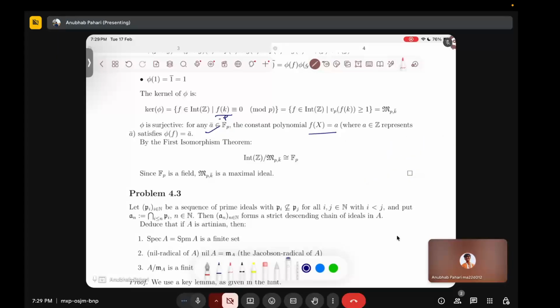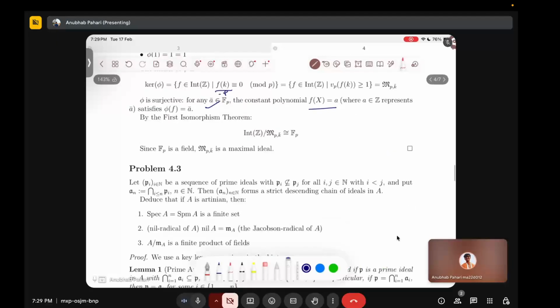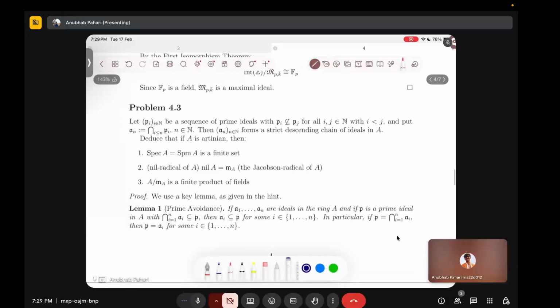Okay, now we focus on our next problem, but before that we will take a 5-minute break, and then again we'll start. You can read the statement by yourself.